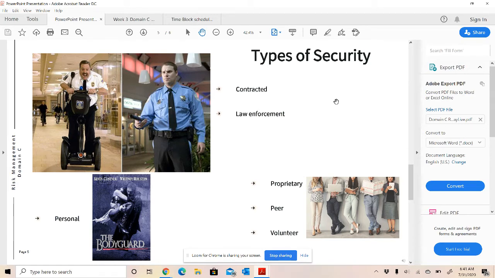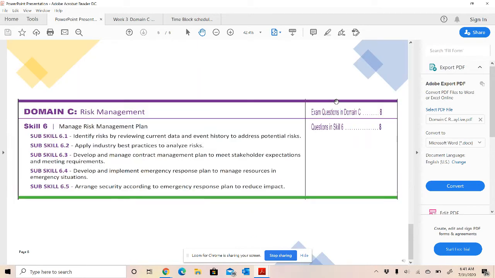So, knowing the different types of security. And then that's our slide here. Here we go. This is the CMP International Standards slide. This is basically what they tell you need to study. So here we are: manage risk management plan. Now, I know we just barely got into it today. The whole thing was 17 pages, I believe. But I basically pulled slides based on what corresponded with the CMP-IS.